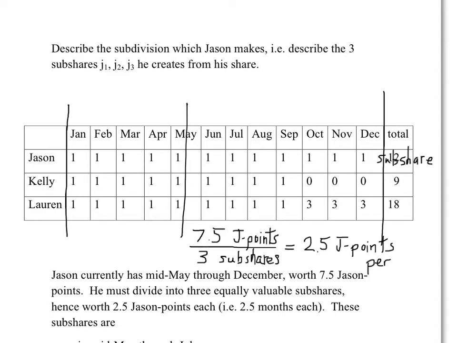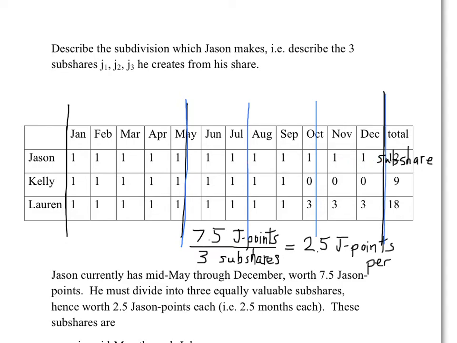That means that he starts at mid-May and counts 2.5 points forward until he reaches the end of July. Then, from the beginning of August, he counts 2.5 points forward, and that brings him to mid-October. That's his second subshare. Finally, he counts 2.5 points forward from mid-October. That brings him to the end of December. That is his third subshare.